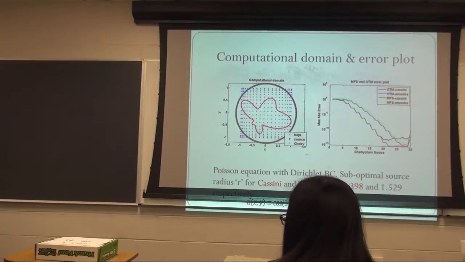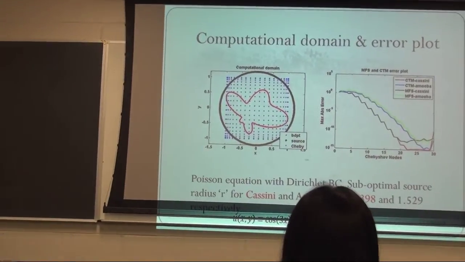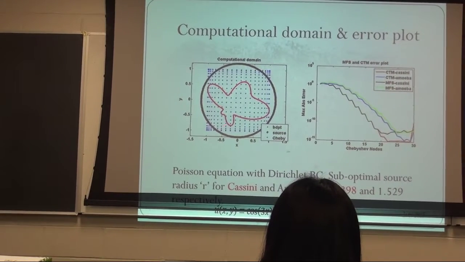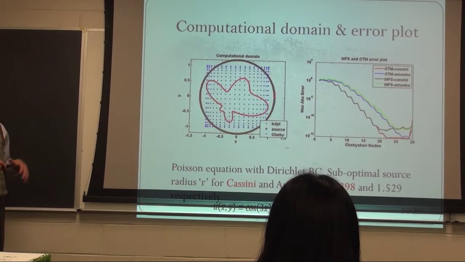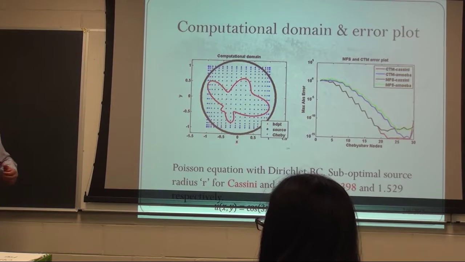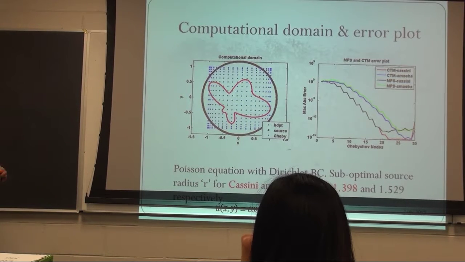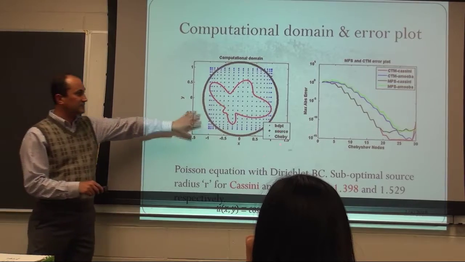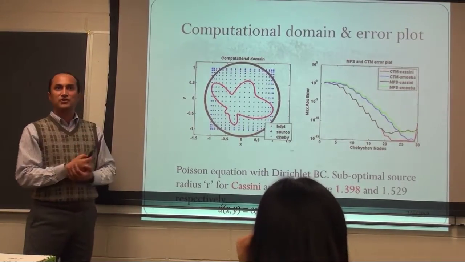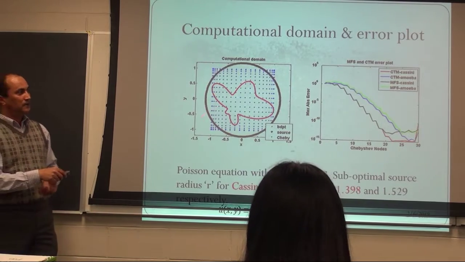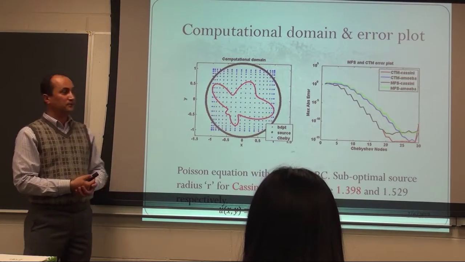So these are the computational domains that I mentioned here. We have some amoeba-shaped computational domain and how many points are taken. This amoeba is entirely inside -1 to 1, so we can apply the Chebyshev polynomials here and complete this.